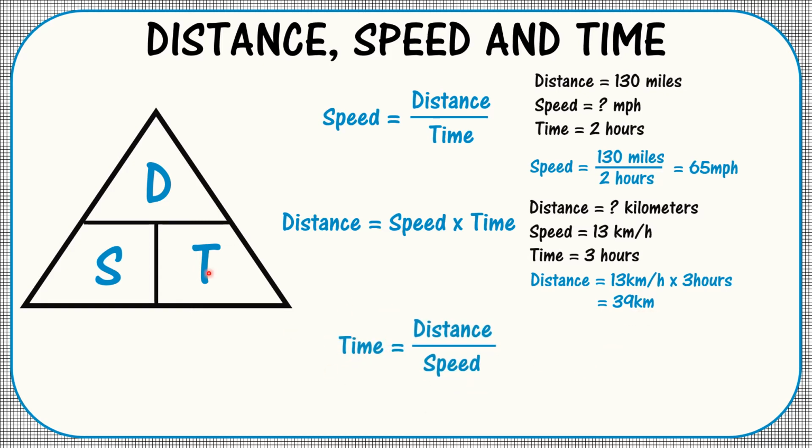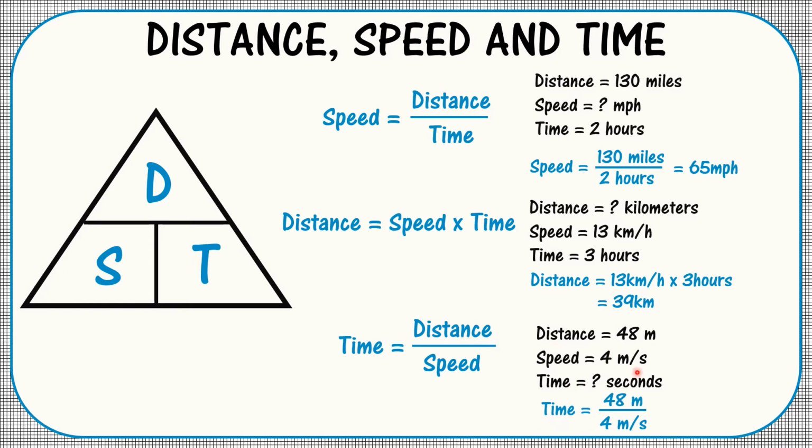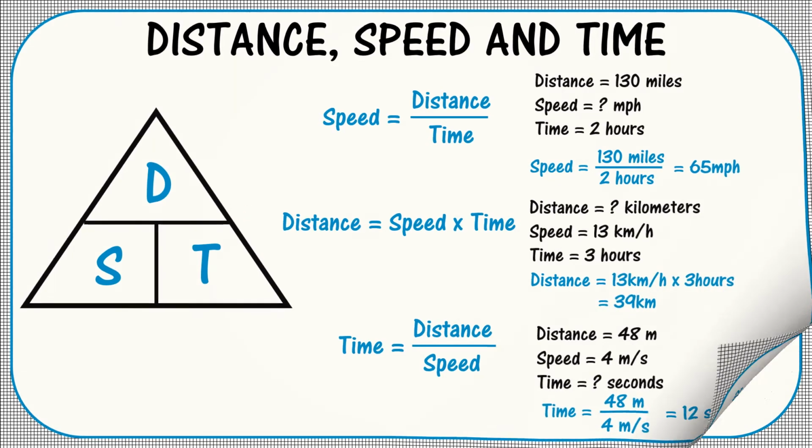Finally, if we want to work out time, you would do distance divided by speed. In this example, we have the distance equals 48 meters. The speed is 4 meters per second. What is the time? The time would be the distance, which is 48, divided by the speed, which is 4 meters per second. You'll get an answer of 12 seconds. Hopefully you should understand this from previous knowledge, but if you didn't, hopefully this is a good recap.